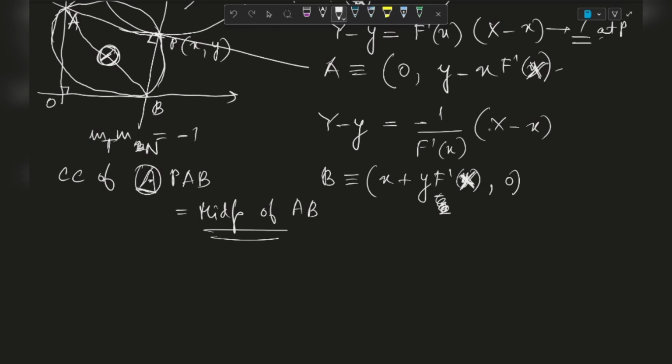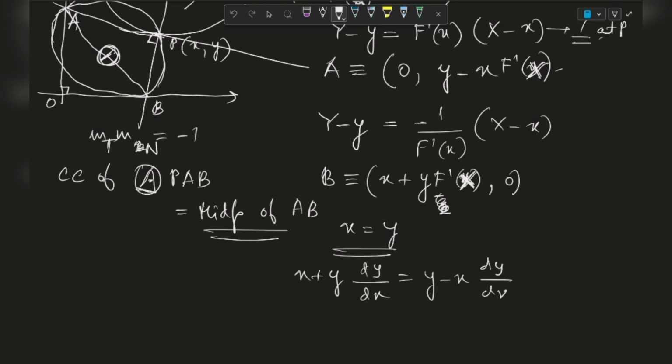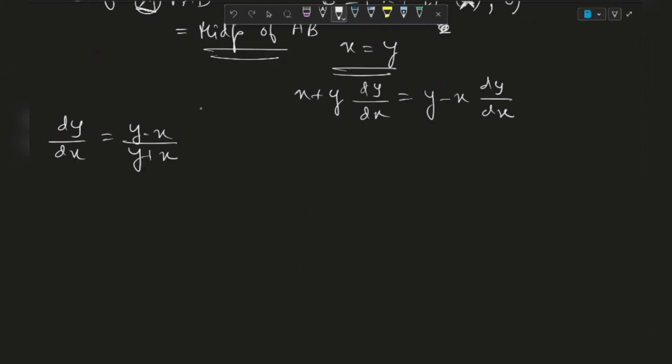Now if you observe in the question, this particular midpoint lies on x equal to y. So I'm not writing the 2's, as it will waste time; the 2's on both sides will get cancelled. So basically small x plus y. Now you can write this as dy by dx, so you will have no confusion. This is equal to y minus x of dy by dx. So let's rearrange this.